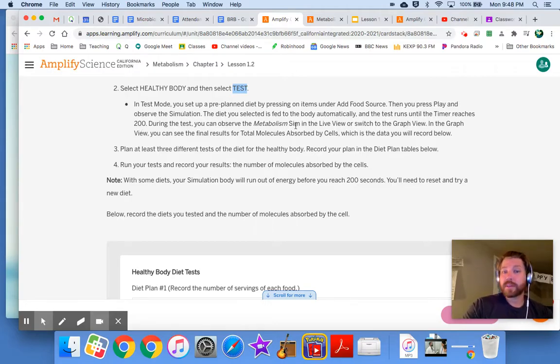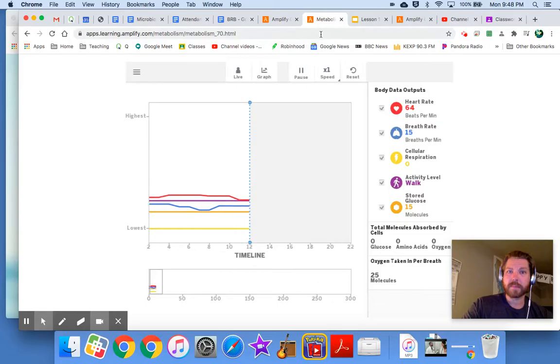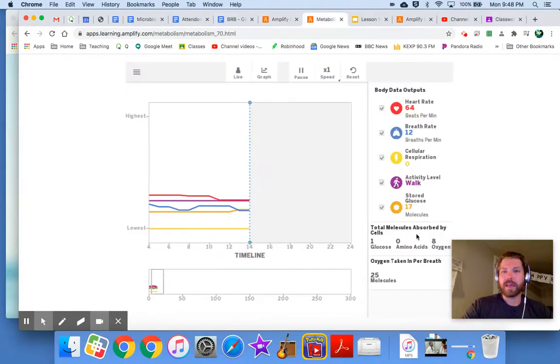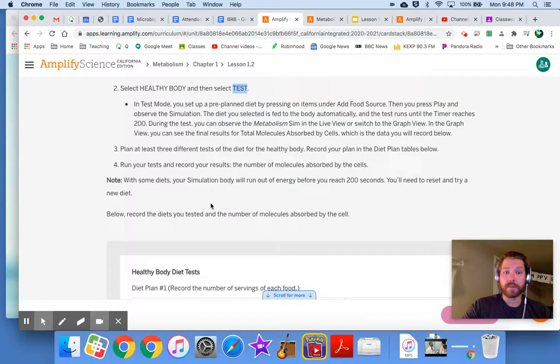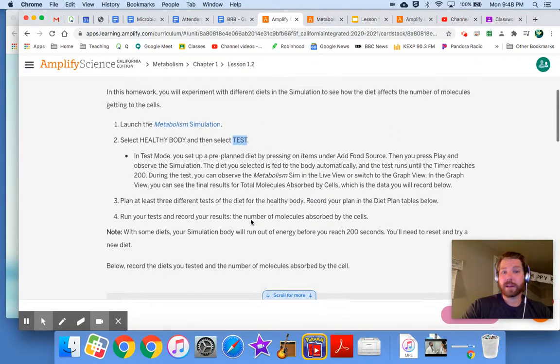During the test, you can observe the metabolism sim in the live view, or you can switch to the graph. Did you know there was a graph view? It is right here. Ta-da! In the graph view, you can see the final results for total molecules absorbed by cells, which is the data you'll record below. What are they talking about? This information right here, total molecules absorbed by cells. So once the simulation stops, these are the numbers that you need to record right down here: glucose, amino acids, and oxygen.